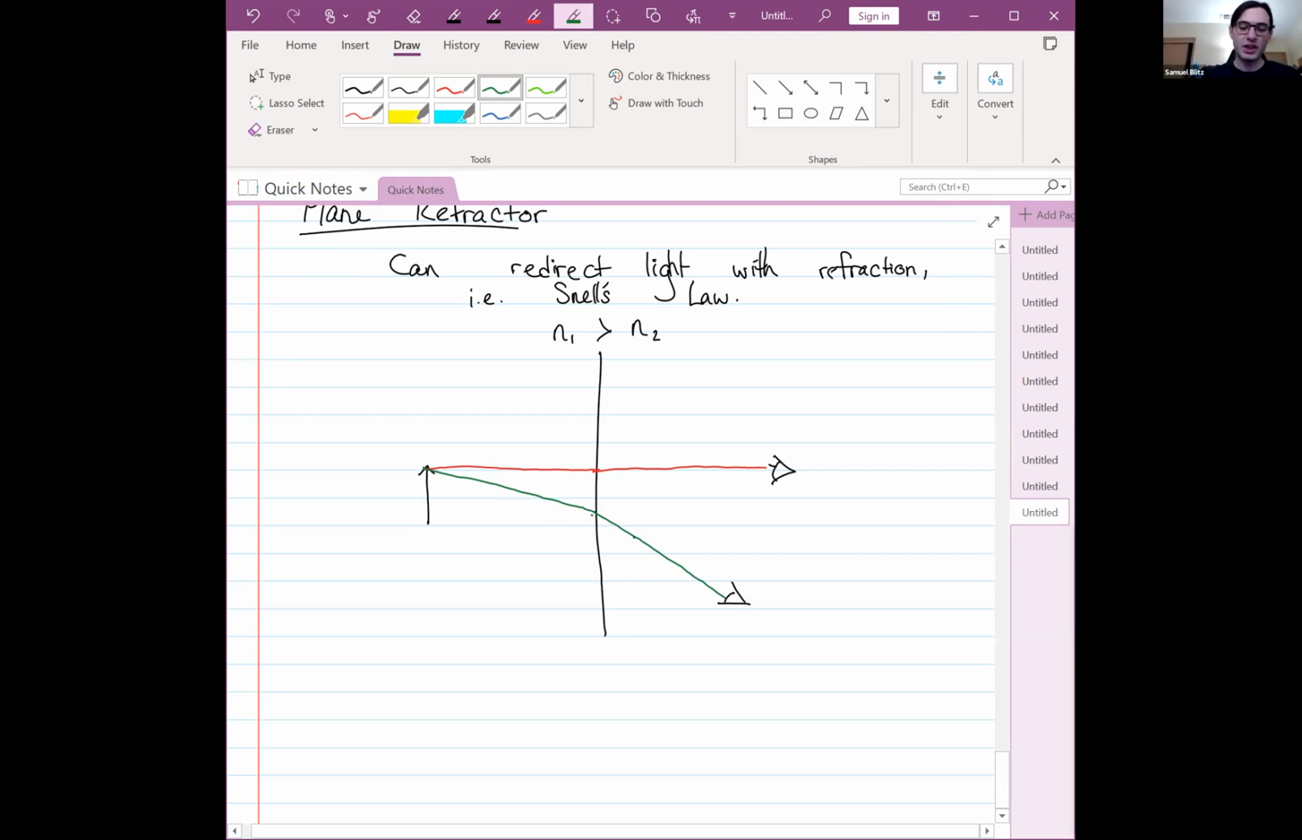So the light actually doesn't appear to come from where it actually comes from. Instead, it appears to come from this location. That's where the object appears to be. And then you could do the same thing for the bottom, and you'd find that the object looks like this. Same size, just in a different place.